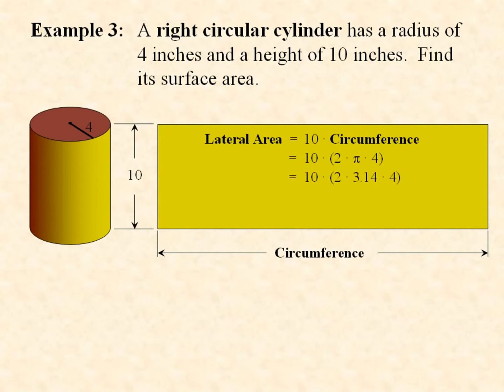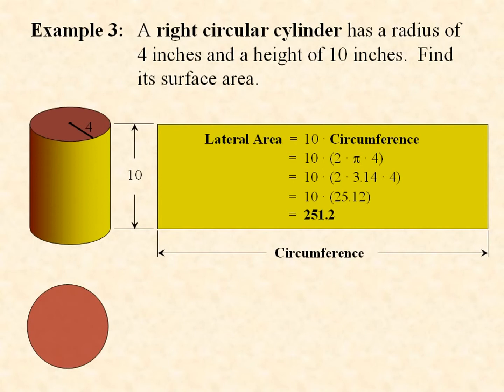And so we have 10 times 2 times 3.14 times 4. In the parentheses there, that multiplies to 25.12. I used a calculator, and that gives us 251.2. So it's 251.2 square inches for the lateral area.